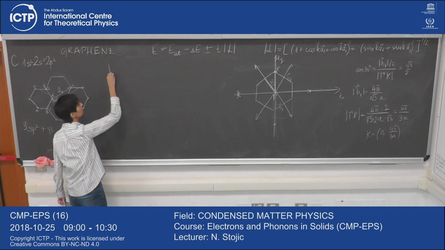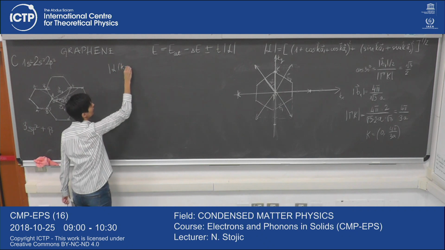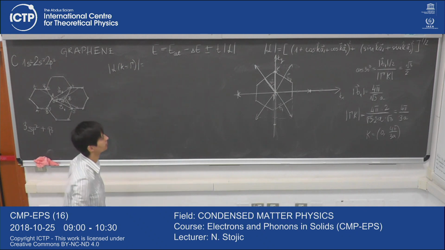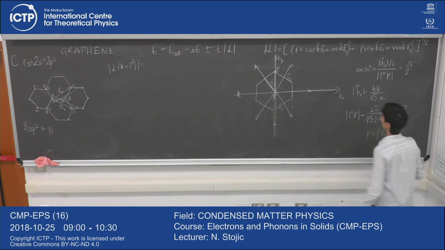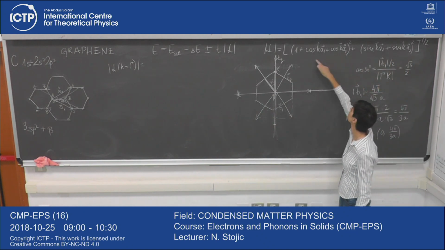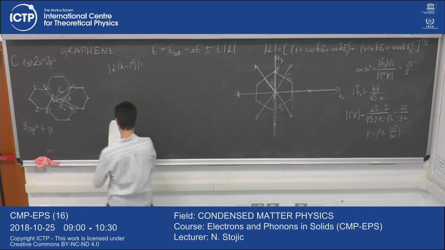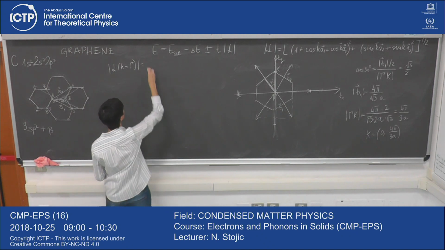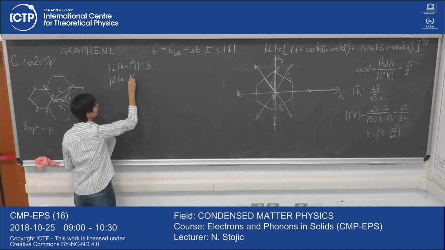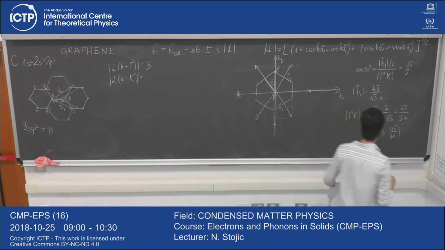Okay. So this alpha of k equal gamma is equal. At gamma, this is 0. This is 1 and 1. So 3 squared, square root is 3, no? And alpha of k equal k. Let's evaluate that.